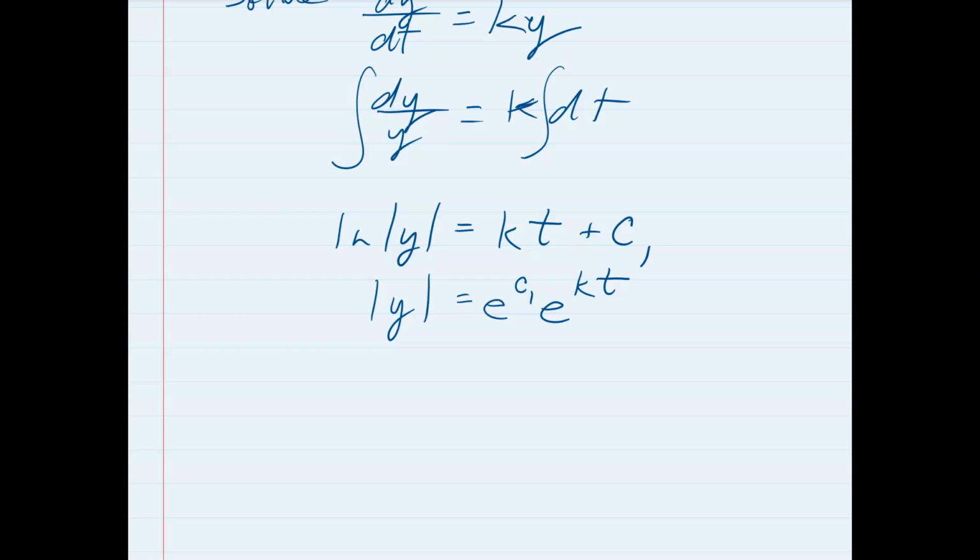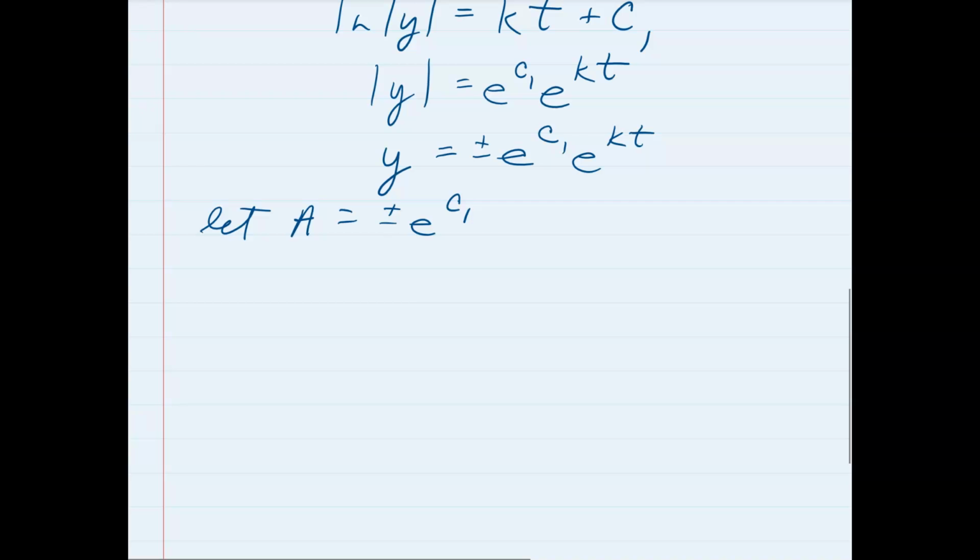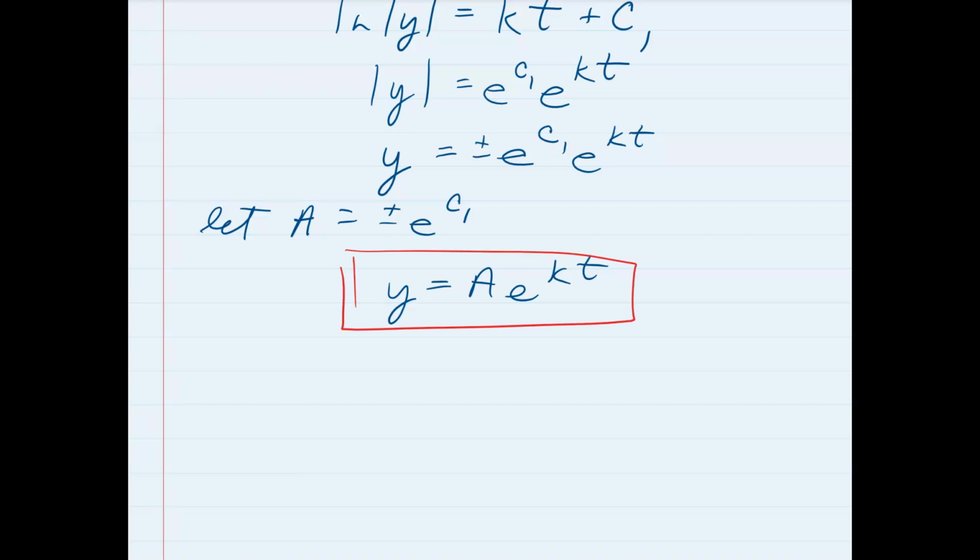So going forward, we drop the absolute value bars, as it were, and we say y is equal to plus or minus e to the c1. And e to the c1 really is our constant, isn't it? And times e to the kt. We're going to let a equal plus or minus e to the c1. And we'll do a change of variable here on that. And we've got y is equal to a e to the kt, and this should be very familiar to all of you.